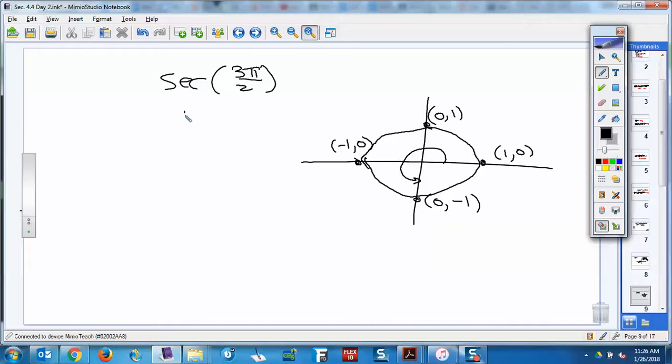So secant is the reciprocal of cosine. What is cosine? Cosine is x. So the cosine is 0. What's 1 divided by 0? Undefined. That's why it's undefined. You could think of secant as just 1 over x. It's the reciprocal of cosine, and cosine is the x here. So anytime we go to the unit axis, cosine's the x, sine is the y.